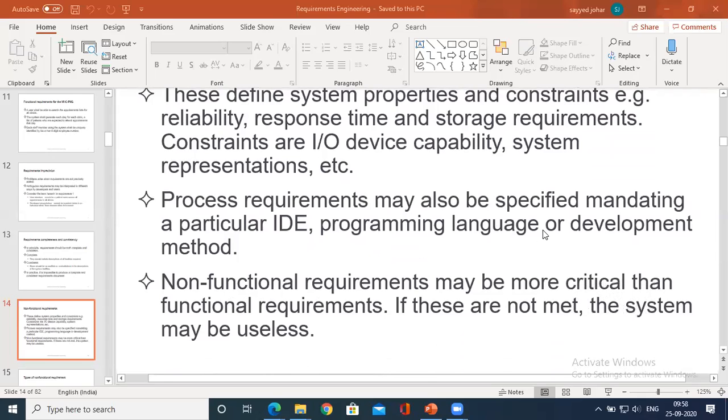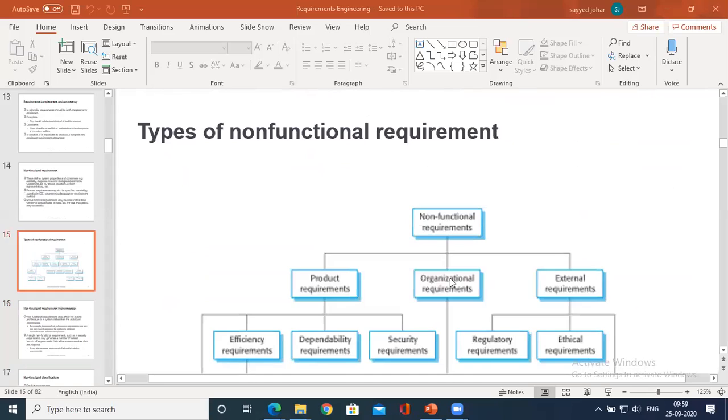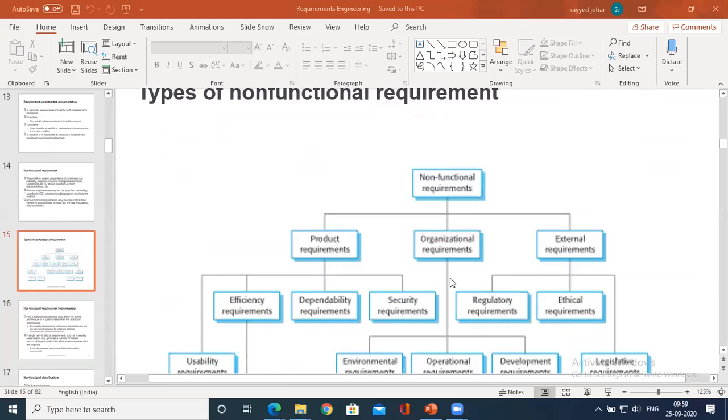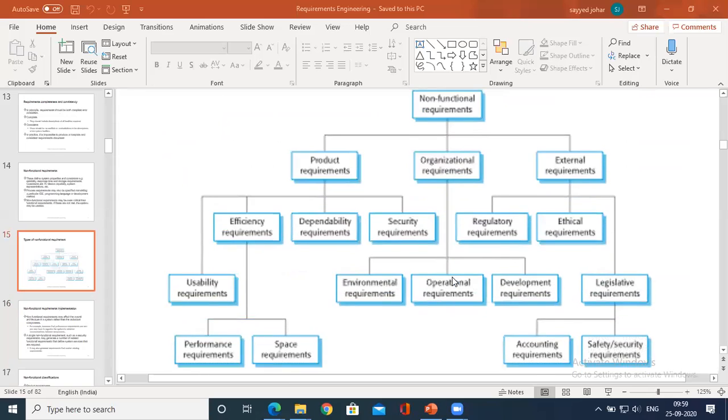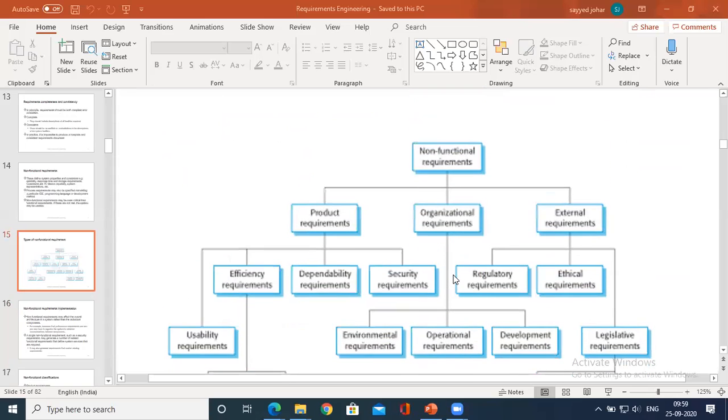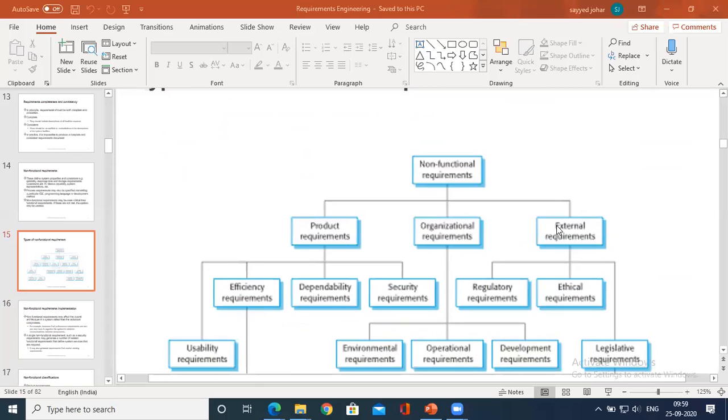You could see that non-functional requirements are always more critical than functional requirements. If these non-functional requirements are not met, the system may become totally useless. If your program doesn't have optimization or performance, there is no meaning in saying that it is a program. This is one of the diagrammatical representations for non-functional requirement.